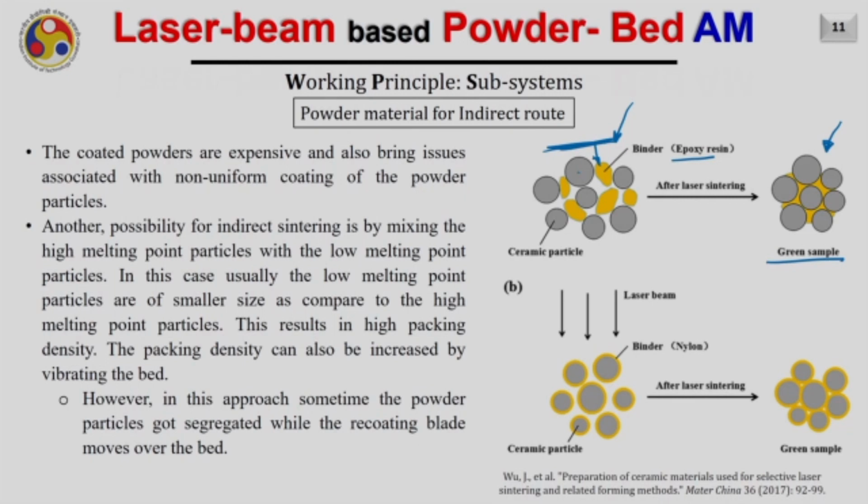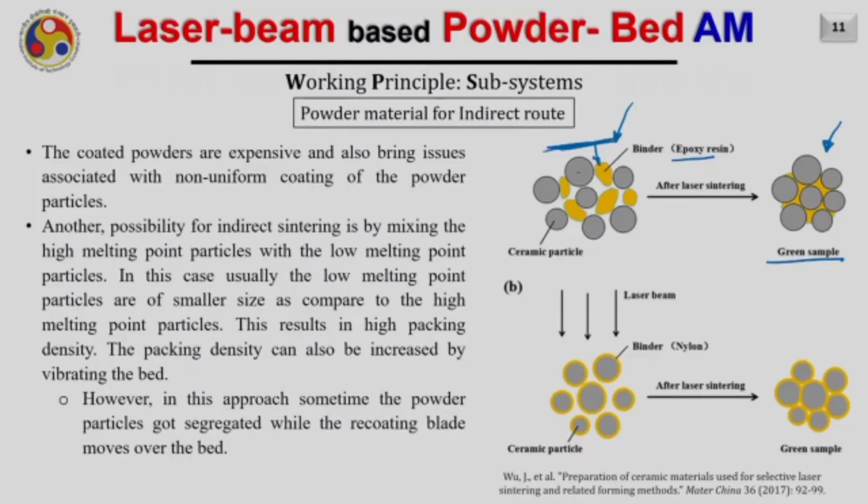Later on you have to eliminate these binders and the part should go through an infiltration process. So why was it required at all? Because the coated particles are usually expensive and it is also sometimes very difficult to maintain the uniform layer thickness around these ceramic or metal particles. However, in the case of the mixed particles, it is possible that the mixed powder particles get segregated while the recoating blade moves over the bed. This phenomenon has to be taken care of, of course.